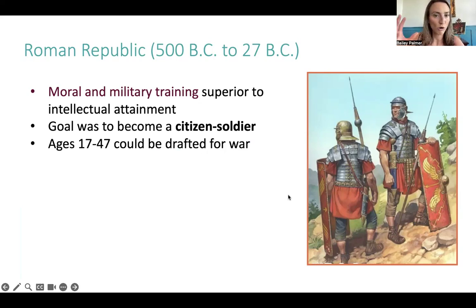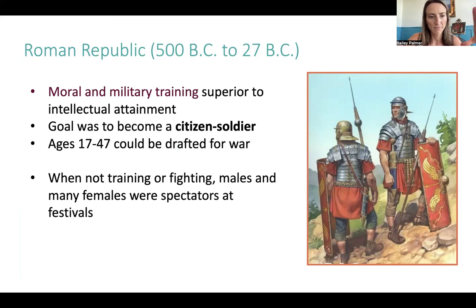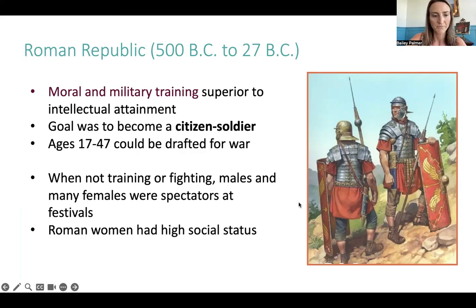They were drafted for war, and they stayed in war in Rome for a very long time. When not training, they did really enjoy being spectators at festivals. And so think of all the ancient Roman festivals. There's a lot of movie depictions of this. They did attend this on a very regular basis when they were not training.